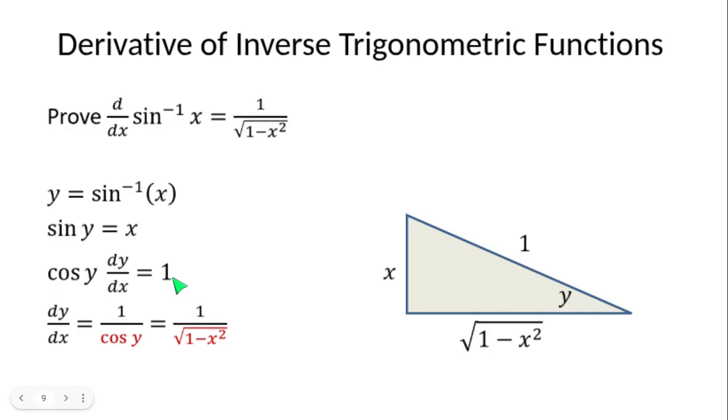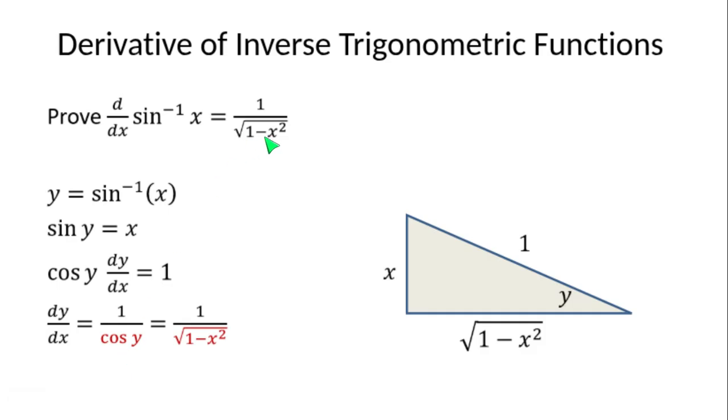Now, what I'm going to do is solve for dy over dx. I divide both sides by cosine of y, and I get dy over dx is equal to 1 over cosine of y. Now, that's a trig function, and I told you that we don't have any trig functions up here.